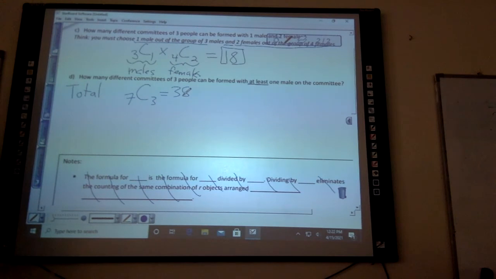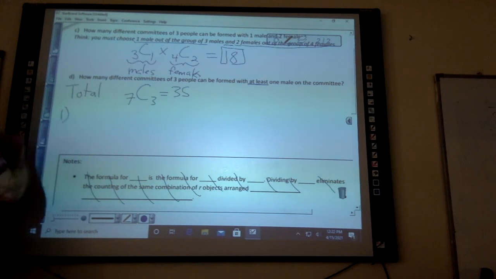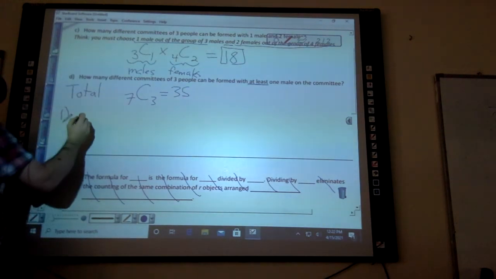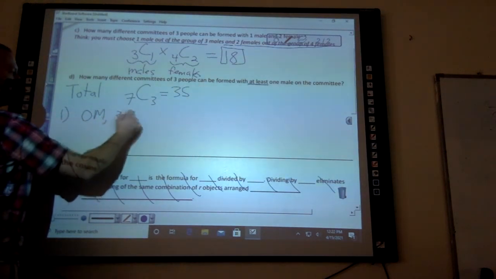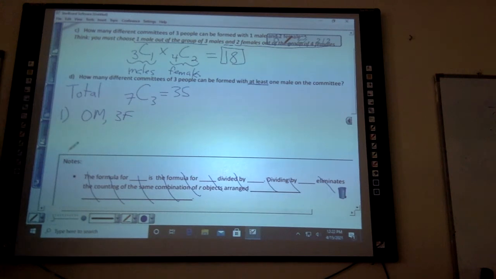Then we want to find the negative cases. So what are all the cases where I do not have at least one male? So this would be if I have 0 males, 3 females. That doesn't meet the restriction. All the others are good. So 1 male is good, 2, 3, those meet the condition. So this is the only negative case.